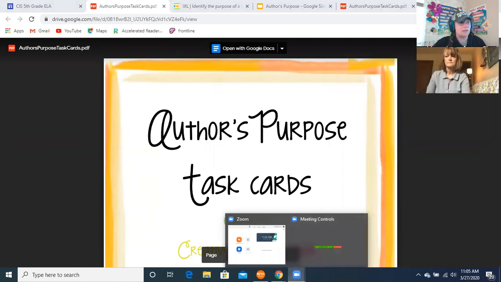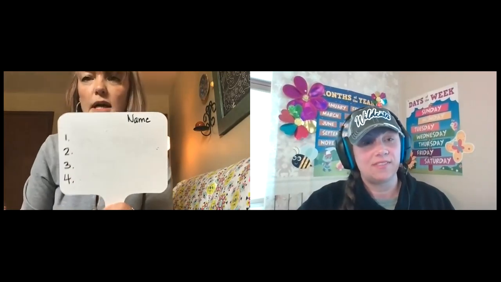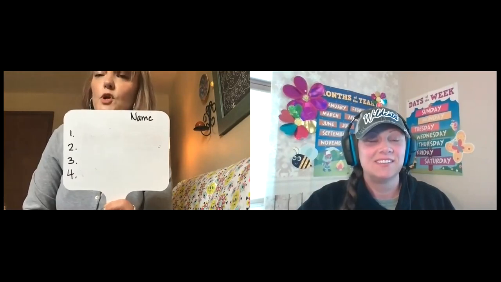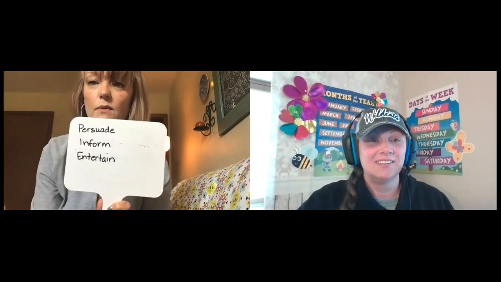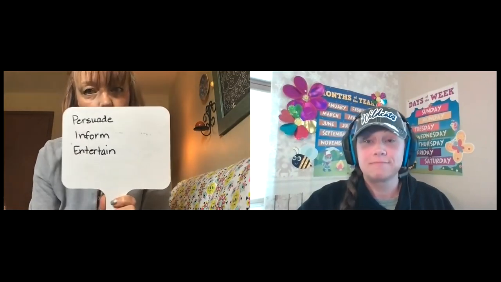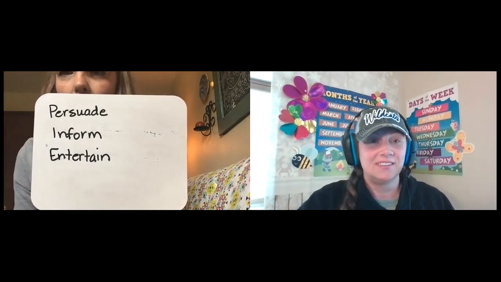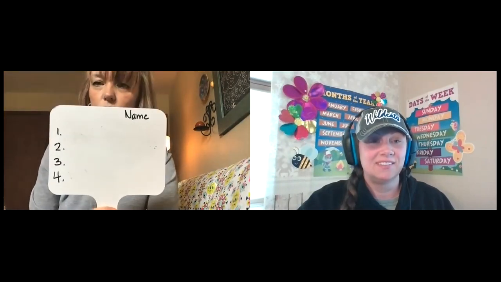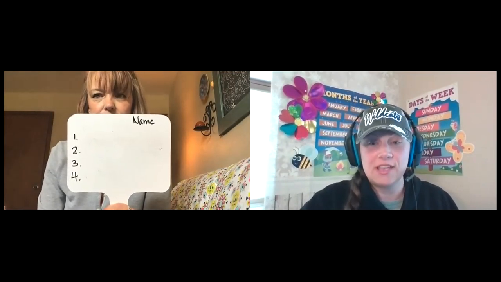Let me stop sharing, Mrs. Landers, so they can see. Go ahead. All right, so on your paper, you will put your name at the top, just like we have practiced, and then you will number your paper, and you will either write persuade. We want you to write the whole word, so look real close to see that you know how to spell it. Inform or entertain, and you'll do that with each of your answers. So we will do the first 4 with you, so you will know how it's done. Okay, perfect. So let me share my screen again.